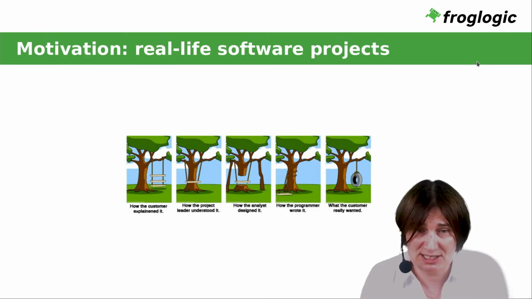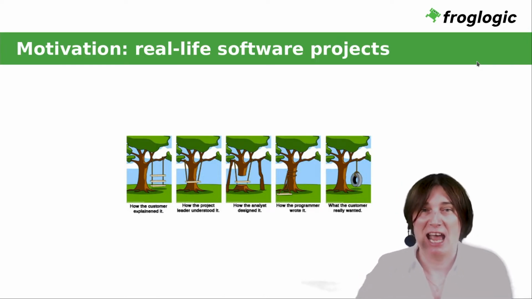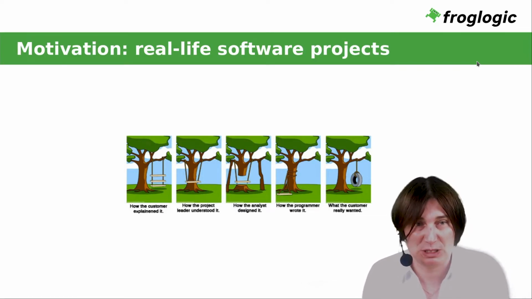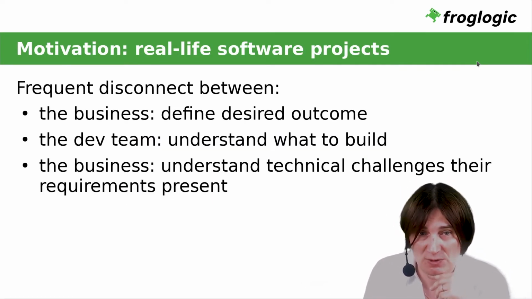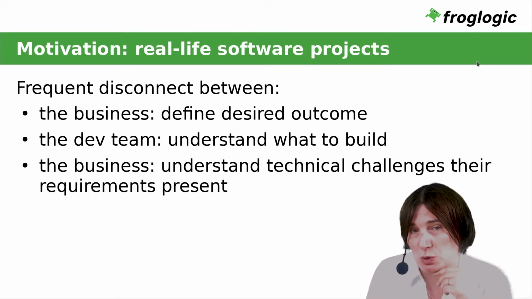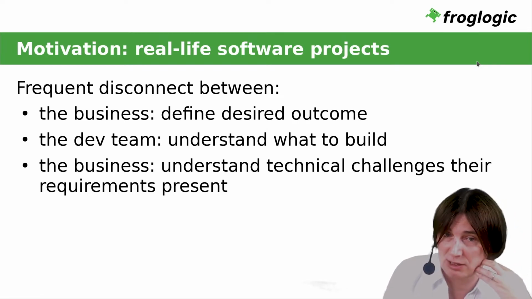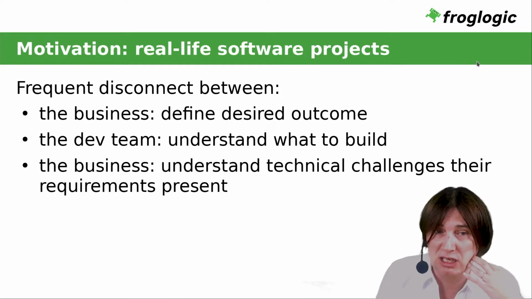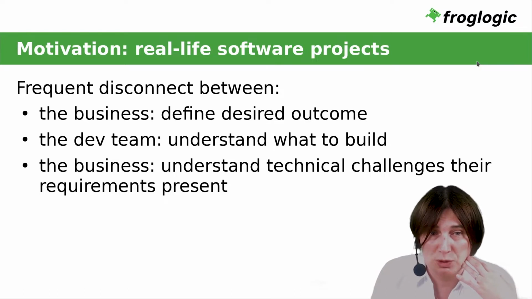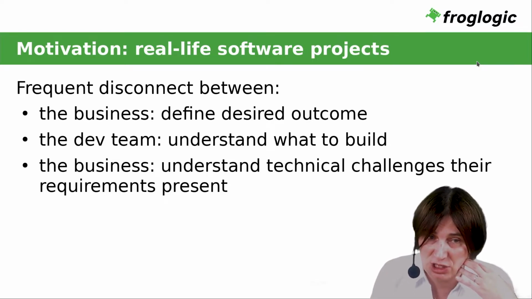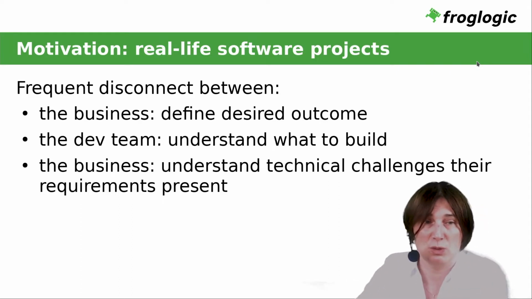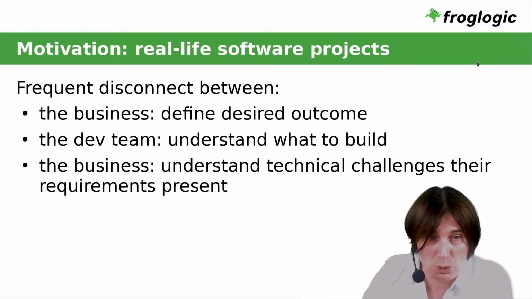So, as we can see in this old meme, there is a frequent disconnect between how the business defines what they want to build, what they want to implement, what their requirements are, and how the development team understands the customer's explanations. And on the other hand, like the reverse direction, how the business understands the technical challenges their requirements present to the development team, and at the end of the day, how they all communicate with each other and how they hash out those differences and those disconnects.